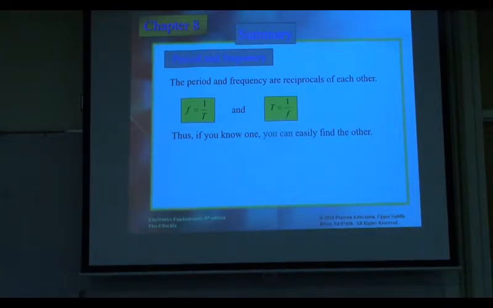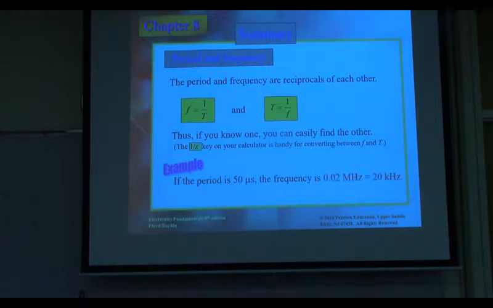Those are the formulas. F equals 1 over T and T equals 1 over F. In your calculator, you may have this reciprocal function. It's easy to calculate this. And now we already know that the period equals 50 microseconds, and the frequency equals 0.02 megahertz, or equals 20 kilohertz.